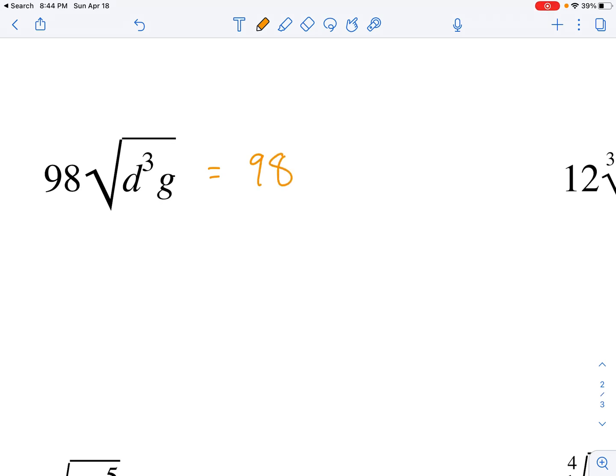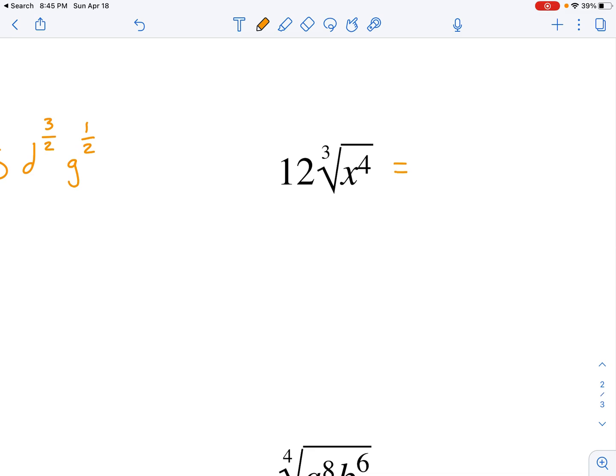Okay, 98 is not being affected by the radical, so we'll leave that up front. And then d has an exponent of a 3, so that will be on the numerator, and then my denominator will be a 2 with that index. G will have a 1 over 2 because it's not being affected by that 3. There's the 12, and then the x will be 4 over 3. I'll rewrite that to make it look a little better.